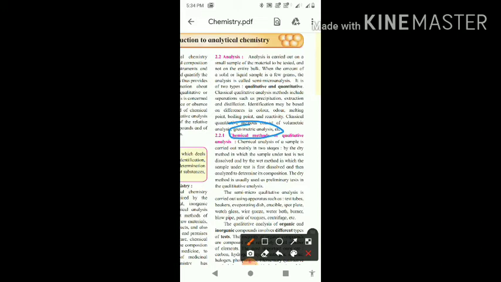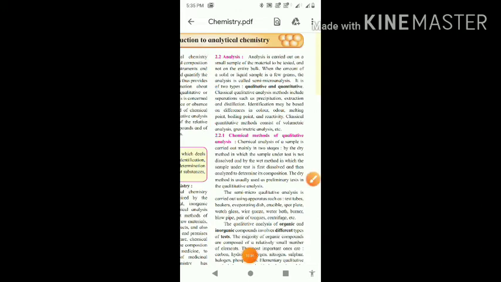So what have I covered? In this complete analysis we have seen two basic parameters. Analysis is always carried out on a small sample, and when a small amount of a particular solid or liquid is taken for this analysis, we call it semi-micro analysis. Semi-micro analysis has two types: qualitative and quantitative. Qualitative is the separation technique, which uses three basic techniques: precipitation, extraction, and distillation. In quantitative analysis, there are two types: volumetric and gravimetric. So this is all about the analysis of chemicals.